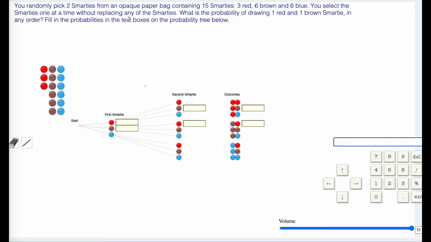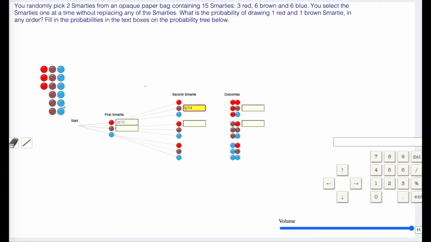Fill in the probabilities in the text boxes on the probability tree below. You have to fill in these probabilities, and then you have to figure out the total probability. The first Smartie, I'm looking at the red. You have 3 red out of 15 Smarties. So that's 3 out of 15. I tend to not reduce them at this point because it's easier to keep track of the numbers. You picked a red, and now how many brown do you have? Well, you still have 6 brown out of no longer 15, 14. But 6 out of 14 are brown.